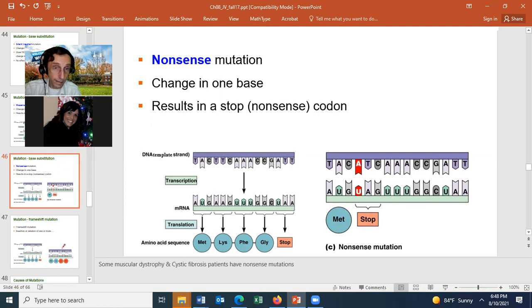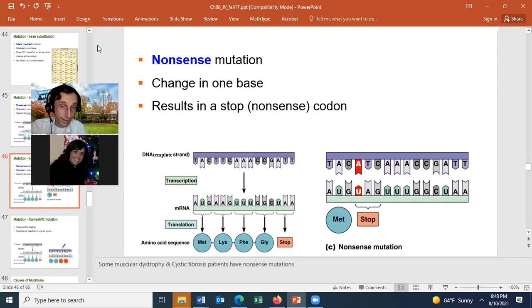All 3 of these, the silent mutation, the missense, and the nonsense, is a point mutation where you're only changing one nucleotide base.